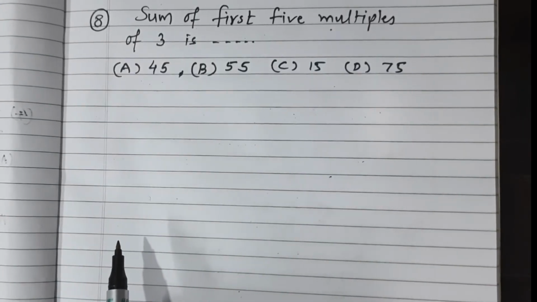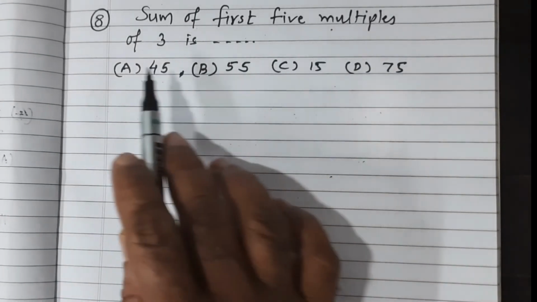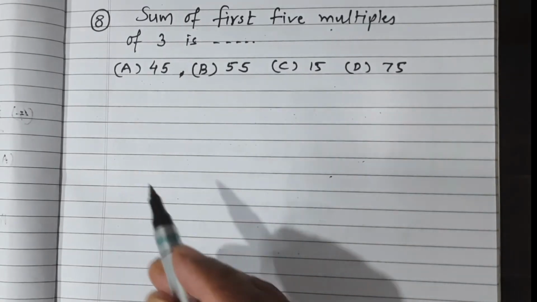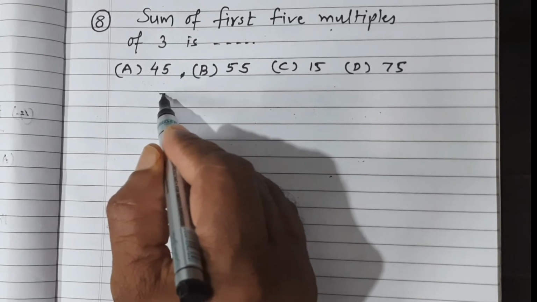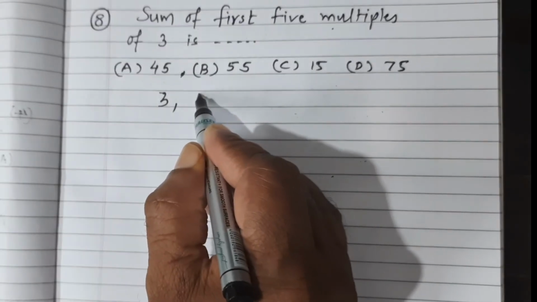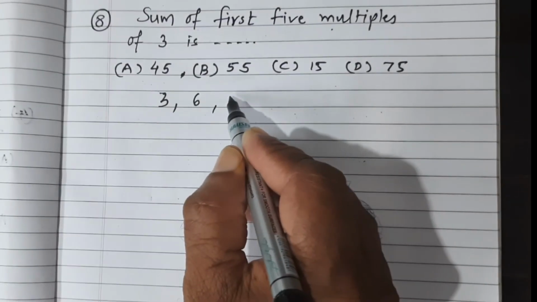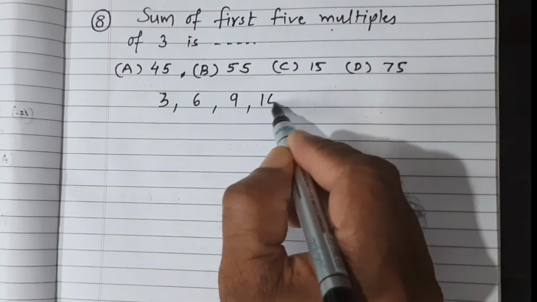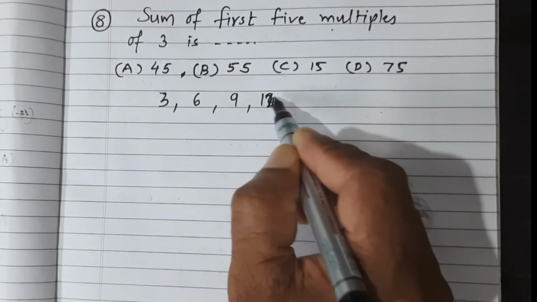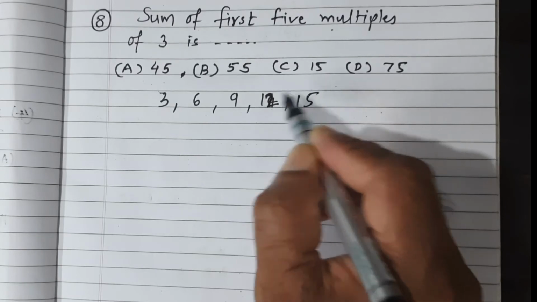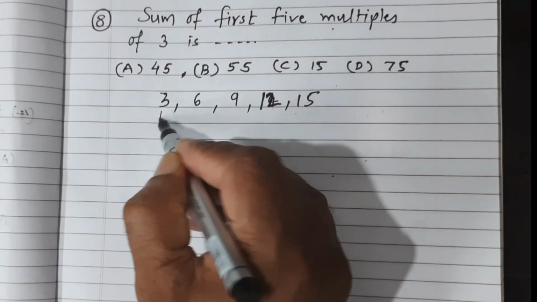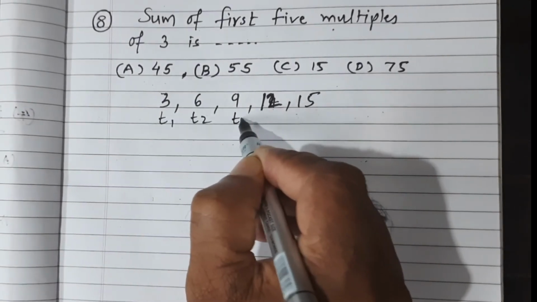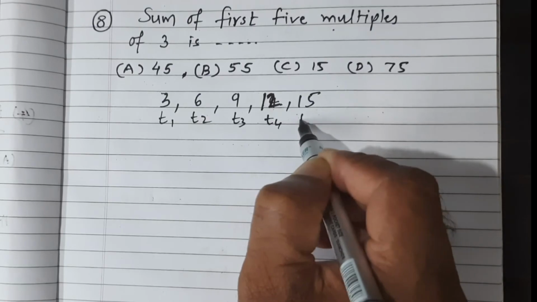Eighth example: find the sum of the first 5 multiples of 3. So what is the sum of the first 5 multiples of 3? We'll write here: 3 ones are 3, 3 twos are 6, 3 threes are 9, 3 fours are 12, and 3 fives are 15. Now what is the sum of these first 5 multiples? Here this is T1, T2, T3, T4 and T5.